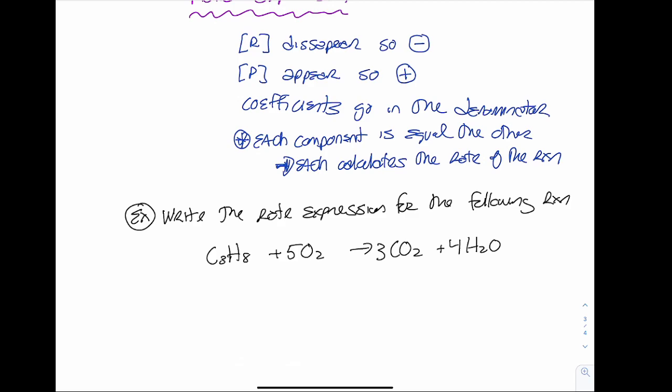So I want you to write the rate expression for this reaction. And it would be really great if you guys would hit pause, do this on your own. After you've done it, hit play again, and then you can check your answer.